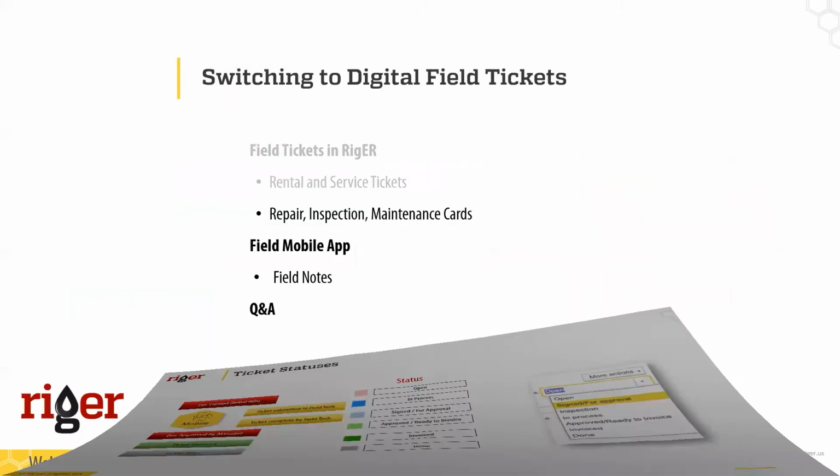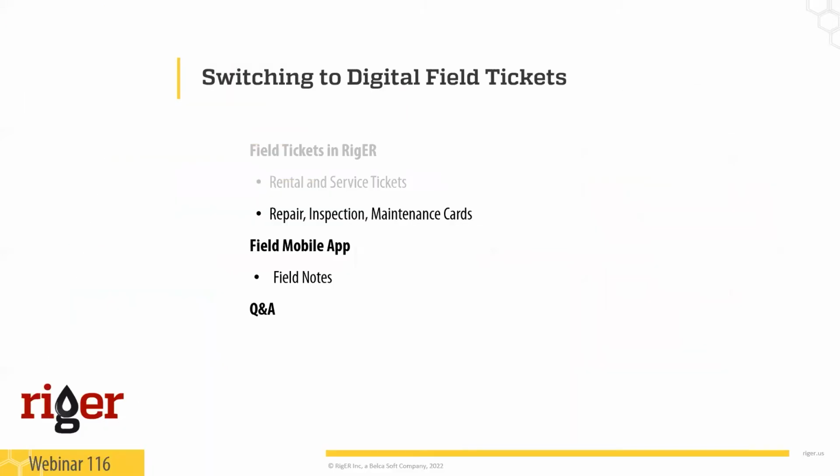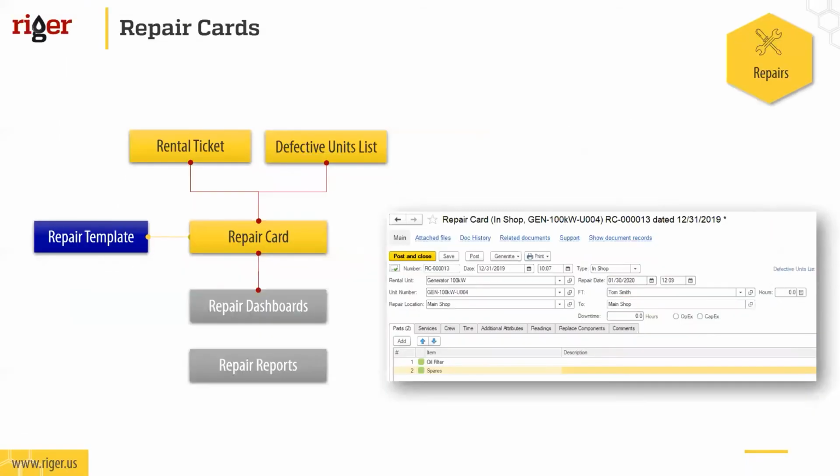Let's move on to the next screen and talk about repairs, inspections, and maintenances. So let's start. First off, we're going to talk about repairs. Obviously, there are going to be different types of repairs that you may require in your daily processes.